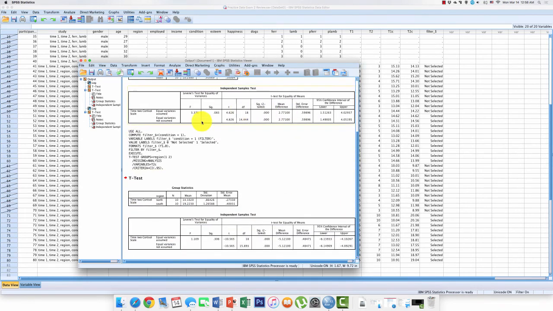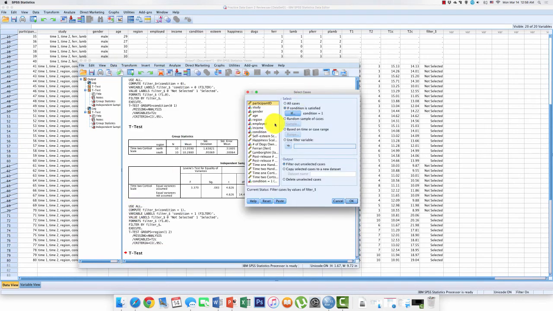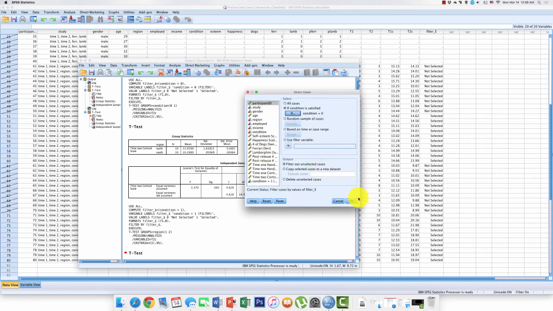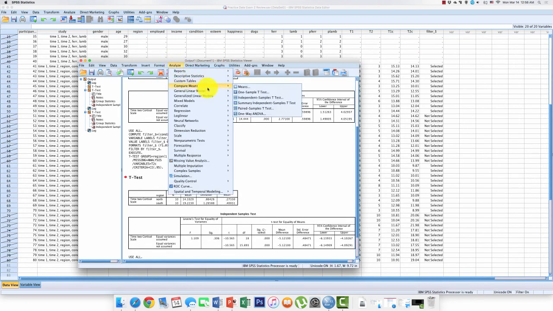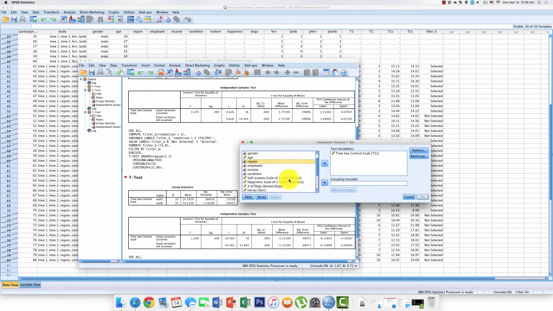So we have this so far. Now we're going to be switching it up. We're going to go to data, select cases, if condition satisfied. This time we're going to be putting condition equals 0, hit OK. Now for analyze, we're going to replace our grouping variable. We're going to be moving this back, and then we're going to be moving condition to grouping variable. Sorry, I think I'm getting this wrong again. Move region, keep passing it.